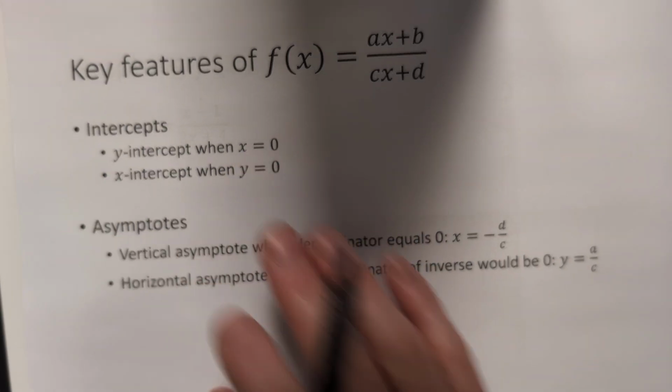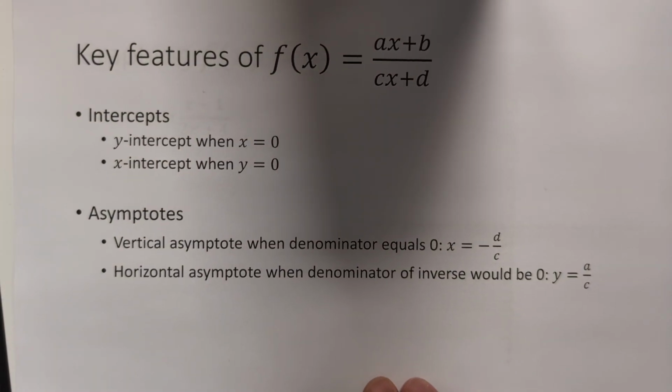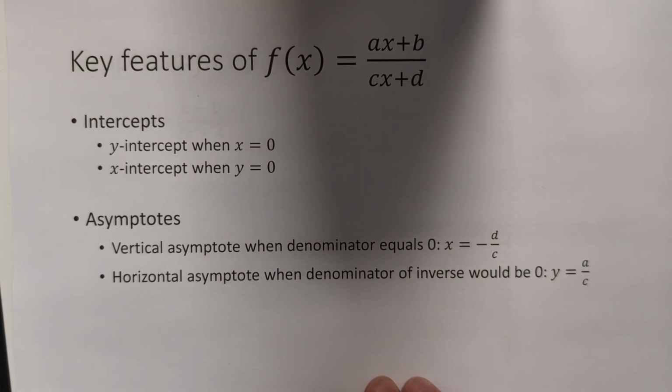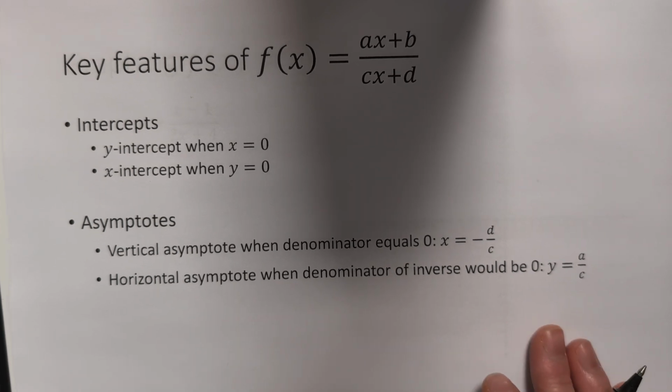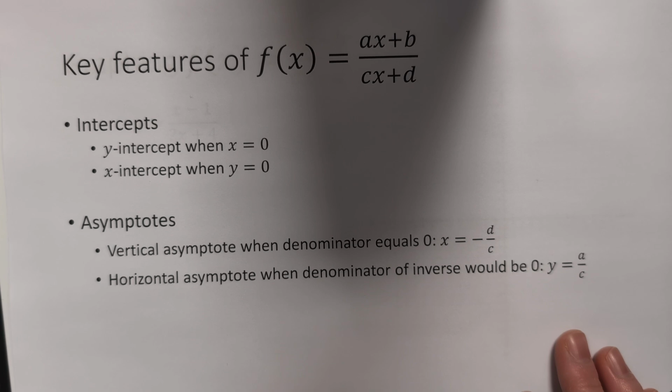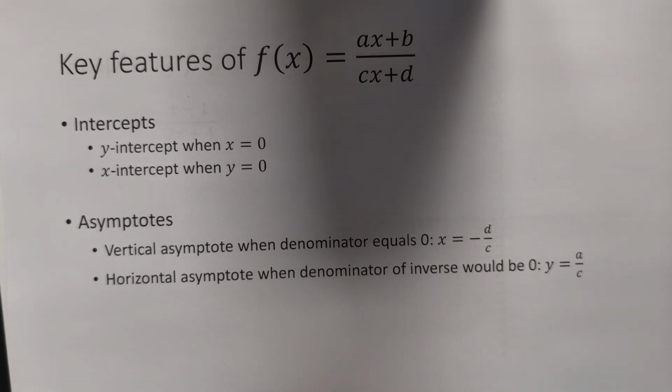Some key features, some of these are new, some of them are exactly what is always true. For example, intercepts are always the same. You have a y-intercept when x equals 0 because it's on the y-axis, and you have an x-intercept where y equals 0. And of course, because it's a function, you can't have more than one y-intercept.